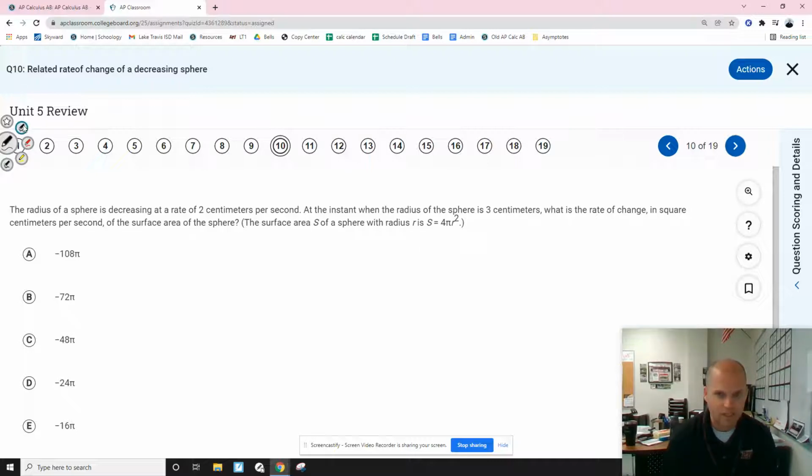The radius of a sphere is decreasing. Okay, so that's dr/dt, in centimeters per second. It's a rate of change. When the radius is 3, at the instant, not fixed, don't plug this in until the end. What is the rate of change of the surface area? Well, take the derivative of the surface area. I get 8 pi r dr/dt.